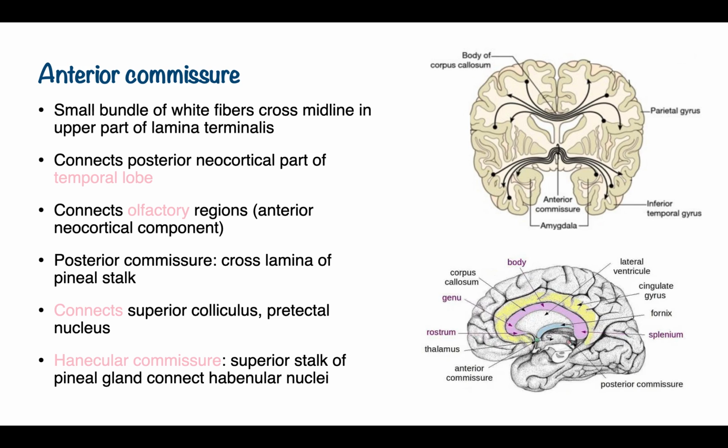Okay, so the anterior commissure, right here, are small bundles of white fibers, and they connect the posterior neocortical part of the temporal lobe. And it connects the olfactory regions together and across the lamina of the pineal stalk. Well, the posterior commissure will cross the lamina of the pineal stalk, and those connect the superior colliculus and the pretectal nuclei. The habenular commissure will connect the superior stalk of the pineal gland to the habenular nuclei.